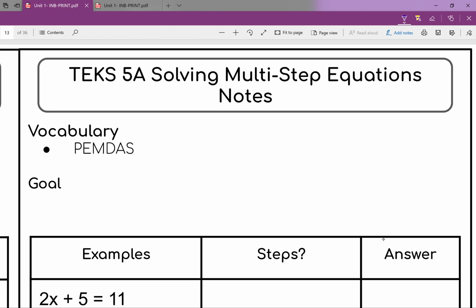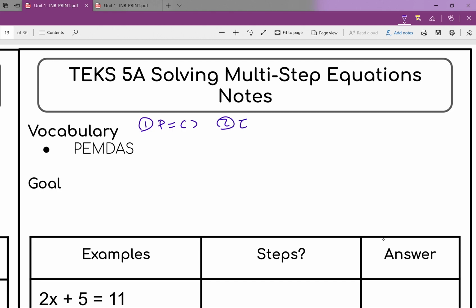TEKS 5A, Solving Multi-Step Equation Notes. So our vocabulary is PEMDAS. So let's remember what PEMDAS stands for. So our first step is parentheses. If we ever see parentheses, we need to either simplify those or use the distributive property.